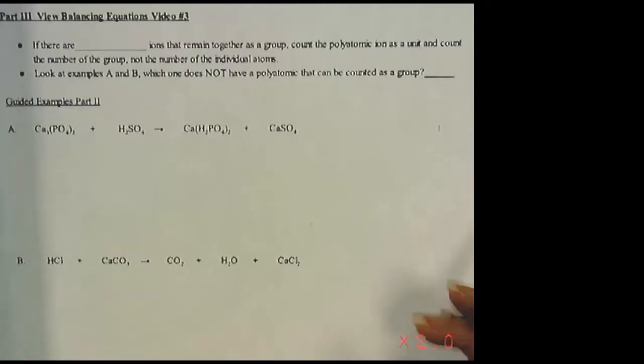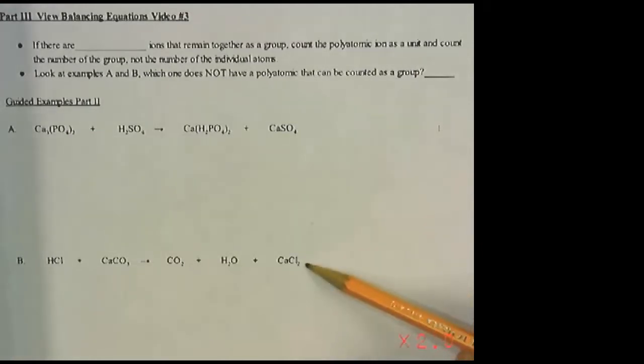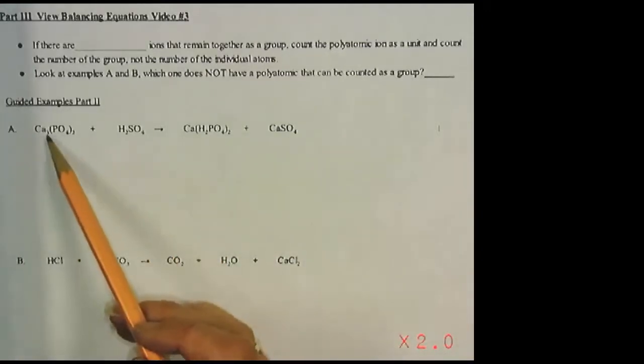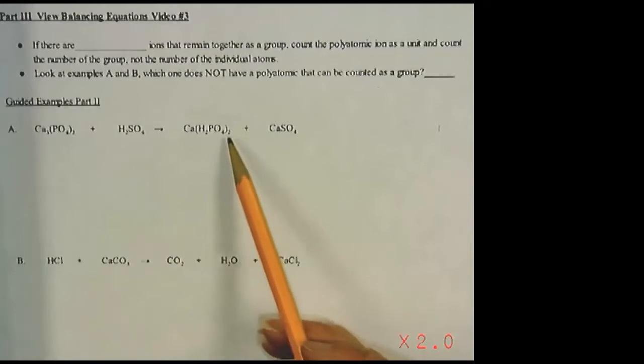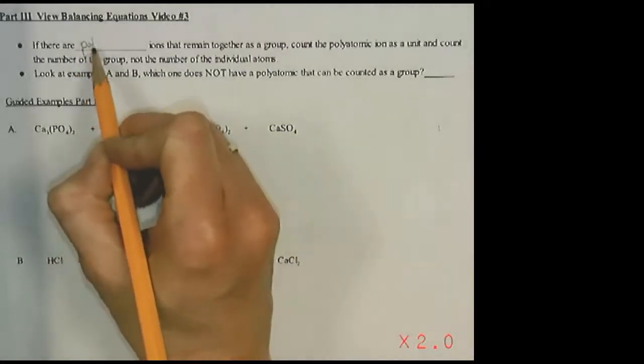For our last video, video number 3 on balancing equations, we're going to look at, again, compounds that are a little more complex. So if you look down at the examples here, I have an A and B. You're going to see there's a little bit more going on in each equation. And what hopefully will jump out to you in A is we now have parentheses. So we have these polyatomic ions, and we're going to look at balancing them as a group.